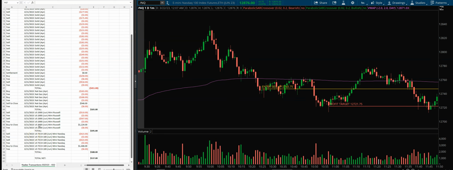We traded the Russell, the mini Russell. And that also was a short on the mini Russell. So I didn't do a whole lot of trading. And the big reason was because you have the FOMC meeting coming out tomorrow. And a lot of times the markets can get really jittery right before. So I didn't want to really press my luck.